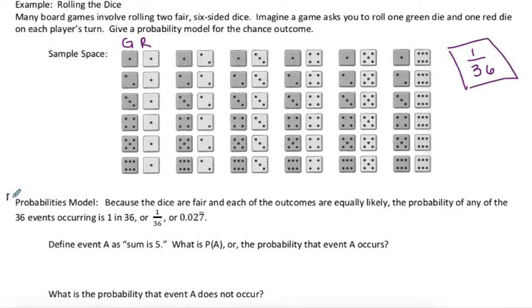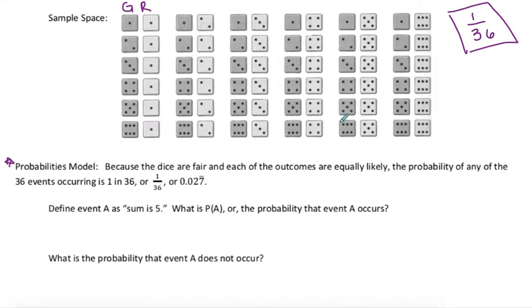So, that's kind of what it continues and talks about here. Because the dice are fair and each outcome is equally likely, the probability of any of these 36 events occurring is 1 out of 36, or even as a decimal here. So what if we define an event A as the sum is 5? What is the probability of A? Meaning, what's the probability that event A occurs? So the probability of event A, which is called sum of 5.